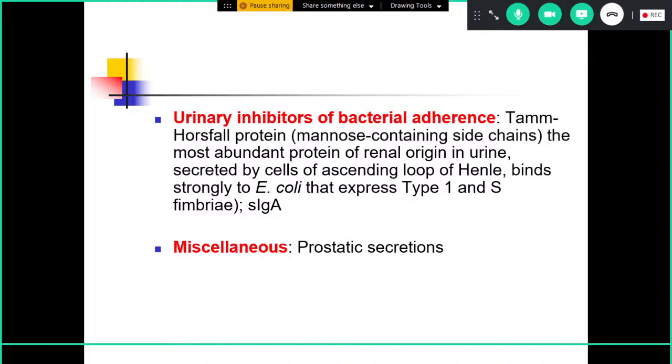And there are miscellaneous things like prostatic secretions, the composition of which is inhibitory for bacterial growth. That is why in men, in aging, when there is a change in the composition, there are more chances of infection.